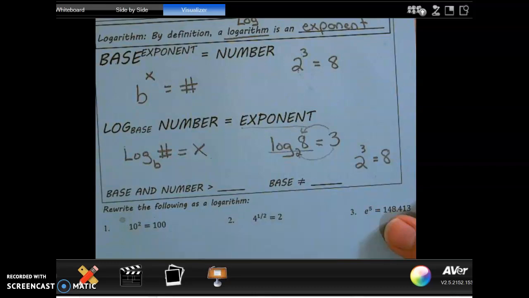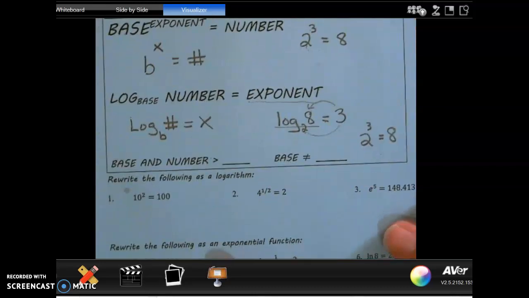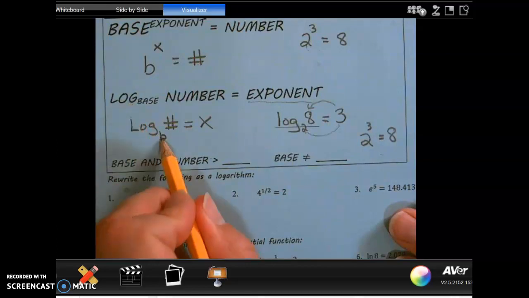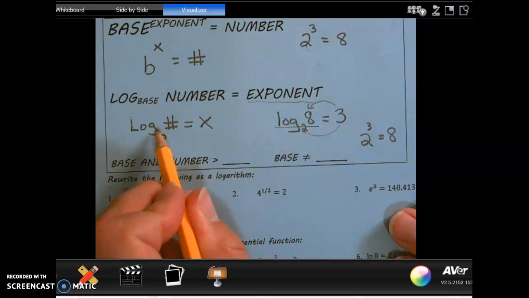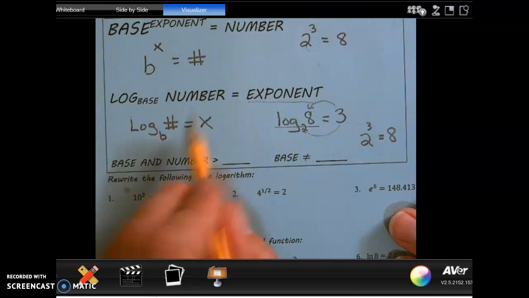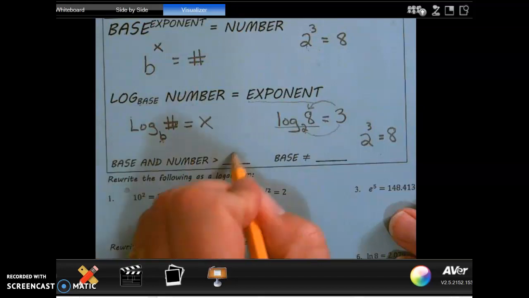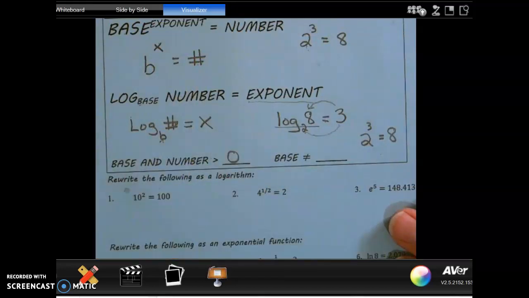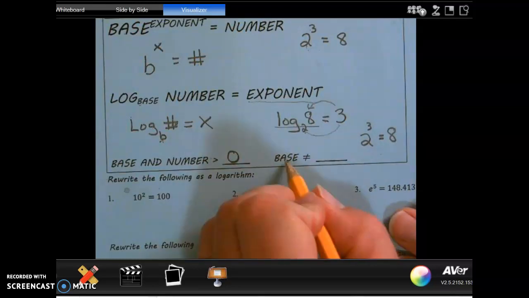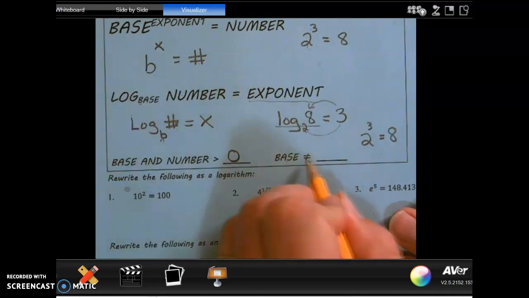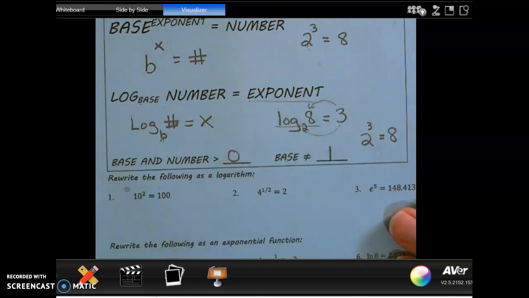Okay? All right, some rules for logarithms. First of all, the base, this subscript number, and this number here, these two numbers right here, have to be greater than 0. So no negative numbers. Also, another rule, the base, this number down here, cannot equal 1. Just a couple rules to keep in mind.